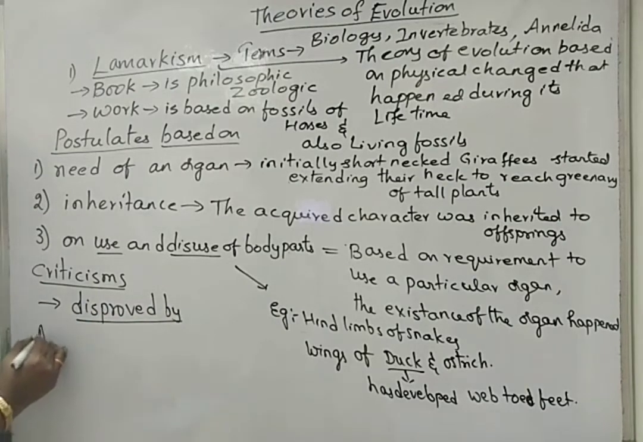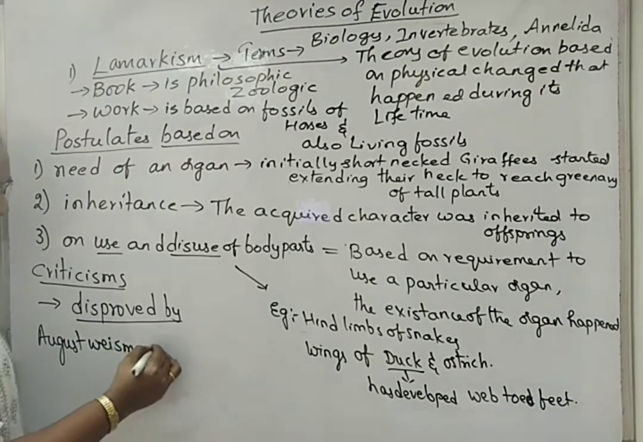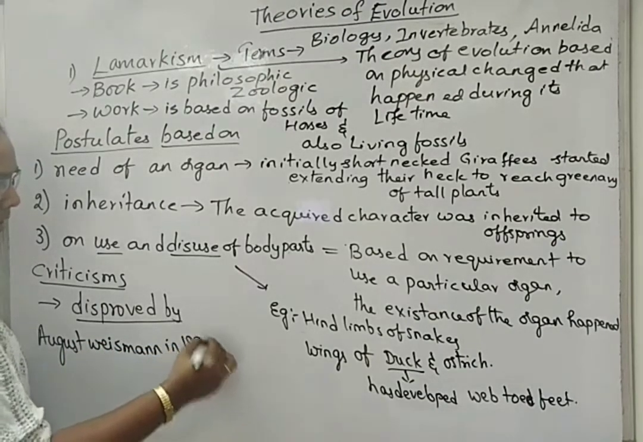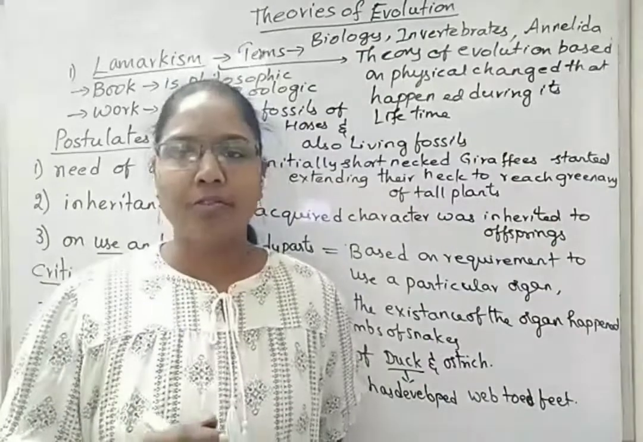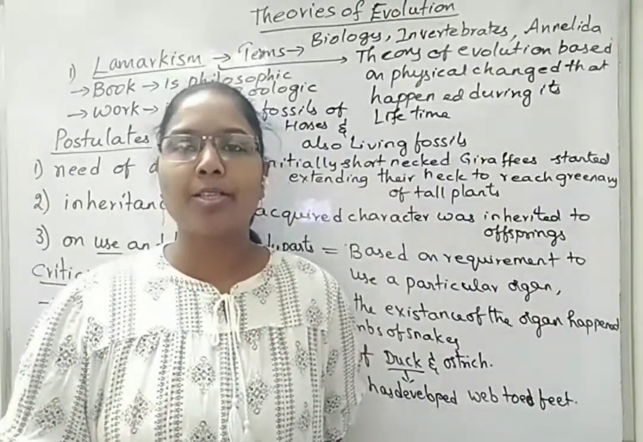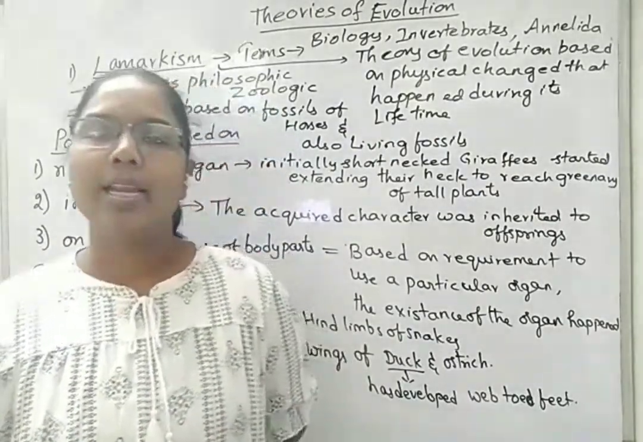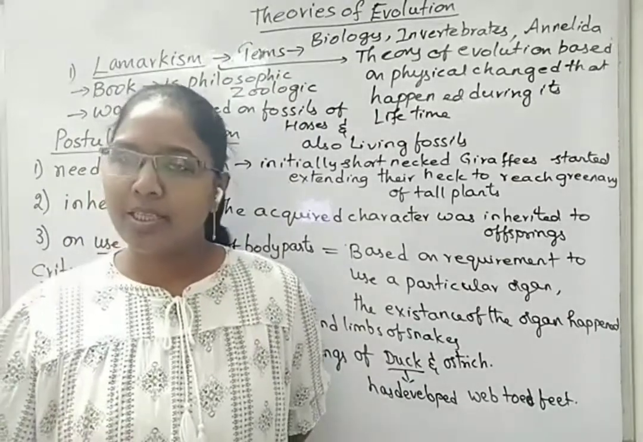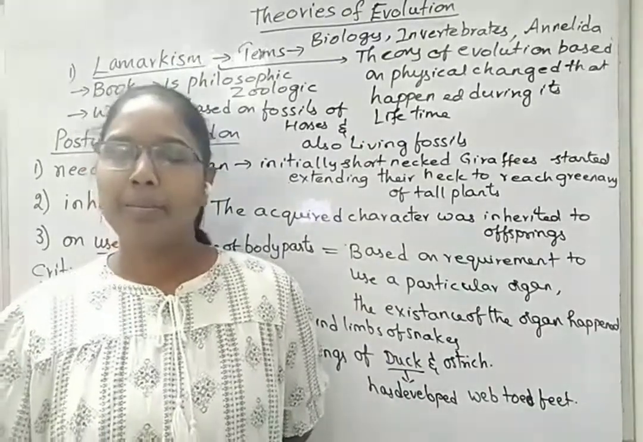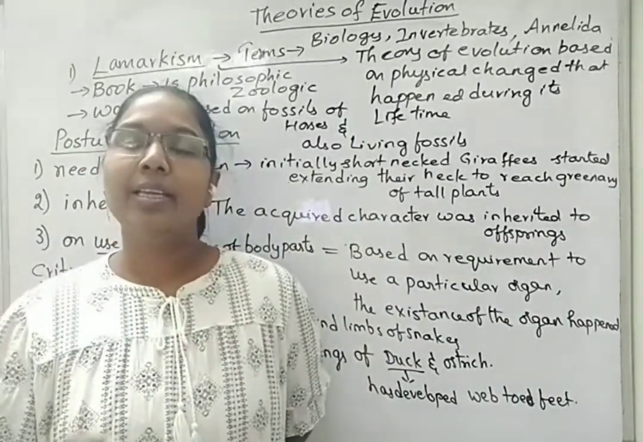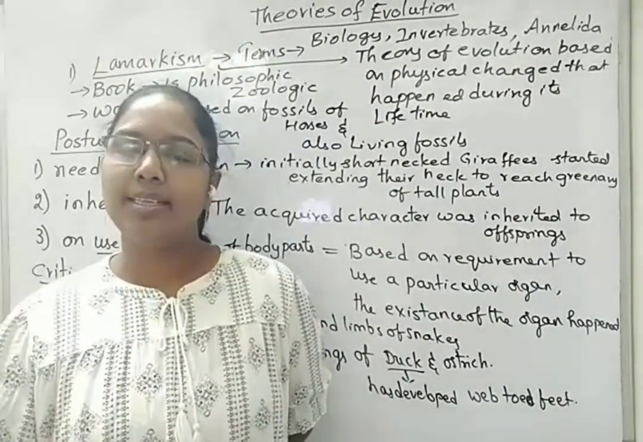Disproved by August Weismann in 1890. What August Weismann did was cut the tail, which is nothing but somatoplasmic content of the rat, for 20 generations continuously, and observed whether the next generation, the 21st generation, would get tailless rats or not. But even after 20 generations of continuously cutting the tails of the rats, he did not see any tailless rats.